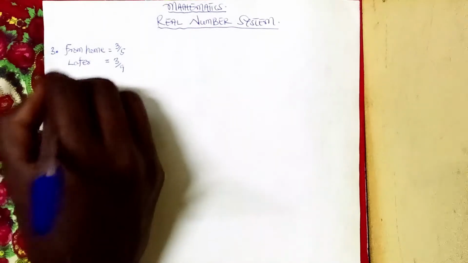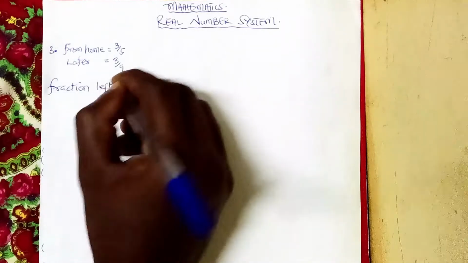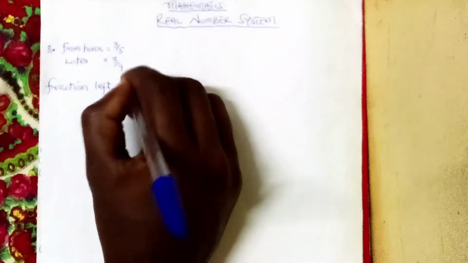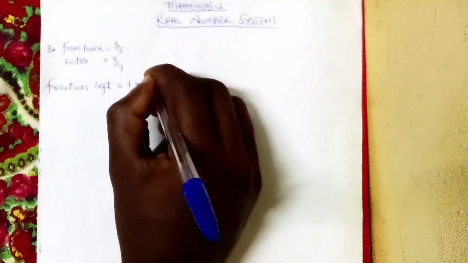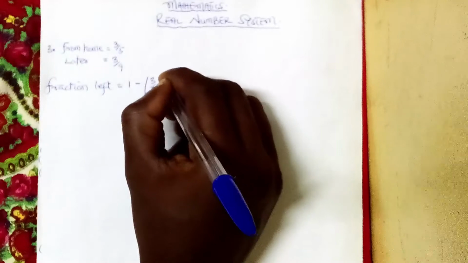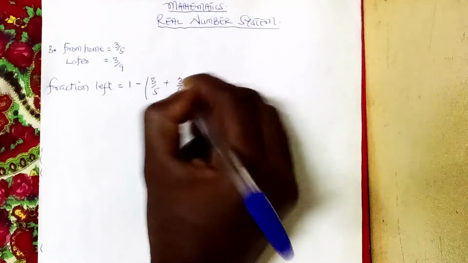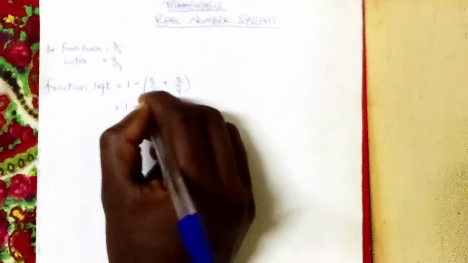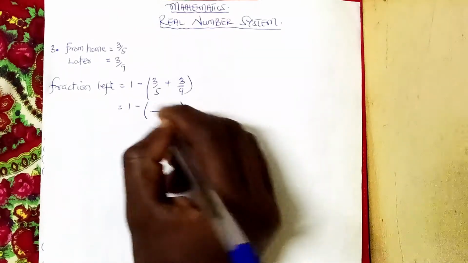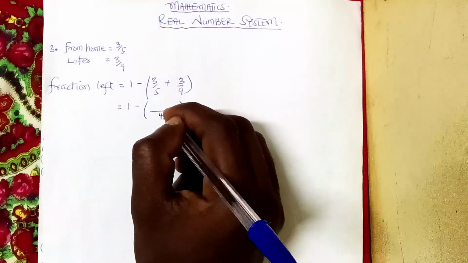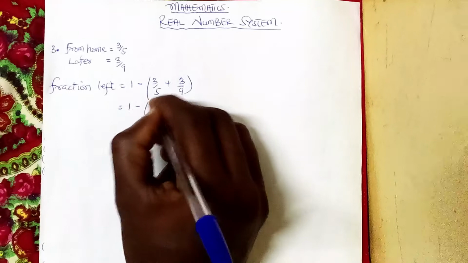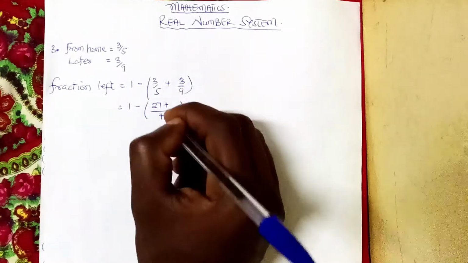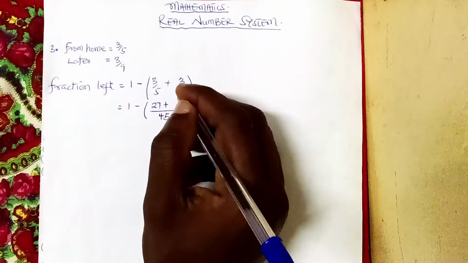So fraction left is equal to 1 minus bracket 3 on 5 plus 3 on 9. Bracket first. We have 1 minus bracket. Our LCM is 45. 5 into 45, 9. 9 by 3 is 27. 9 into 45 is 5. 5 by 3 is 15.